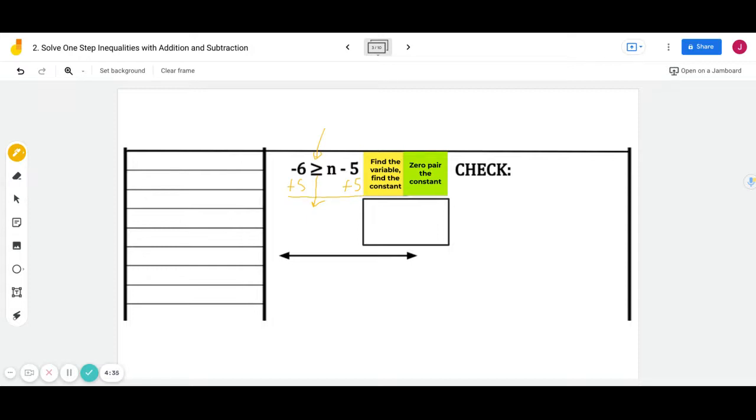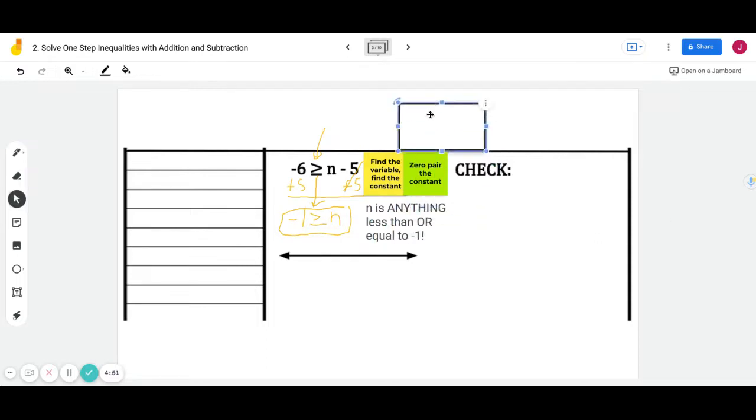On the left, negative 6 plus positive 5, that's a battle. Negative 1. Bring down your inequality and bring down the variable. We zero paired, that's gone. So negative 1 is greater than or equal to n. What that means is that n is anything less than or equal to negative 1. That negative 1 is the greatest value, and then everything else is smaller.